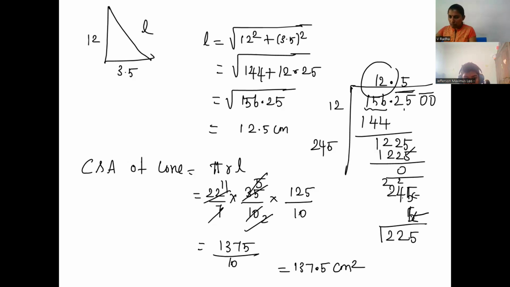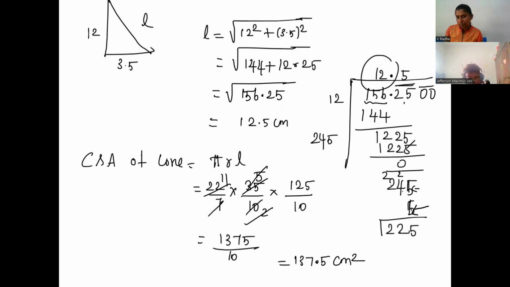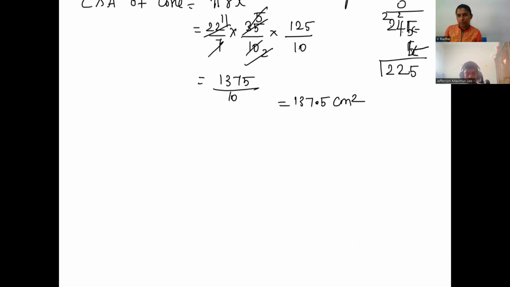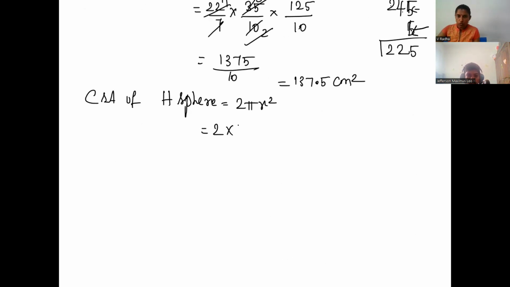So part of the portion is only covered and the CSA of a hemisphere is left. I will finish in about 5 minutes. CSA of a hemisphere. Please say the formula. That is equal to 2 pi r square. So 2, 22 by 7.